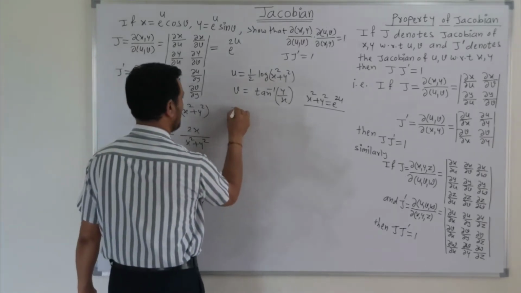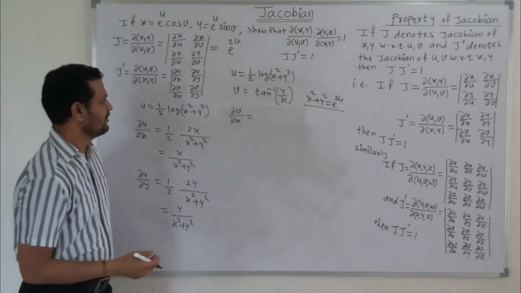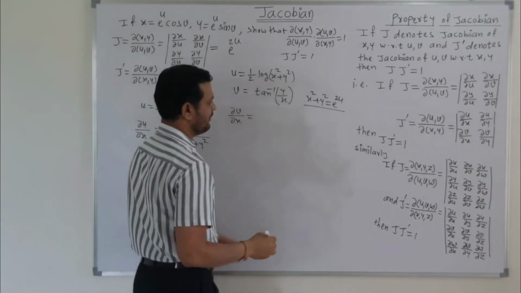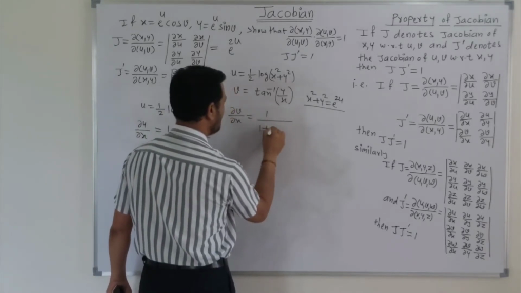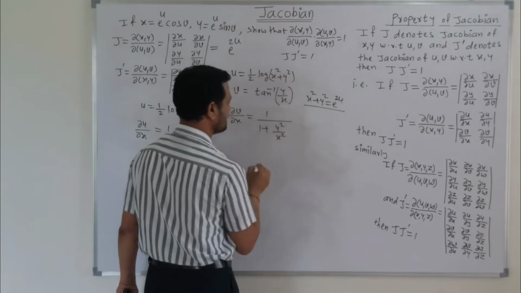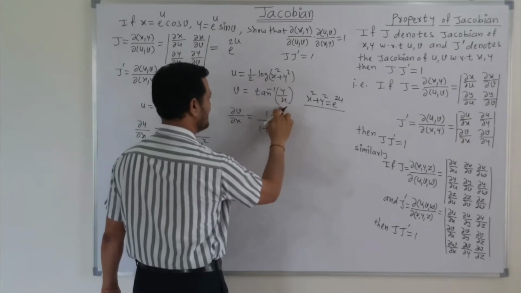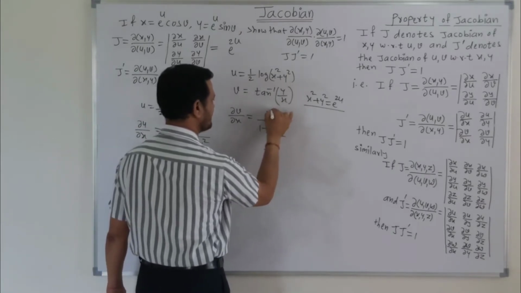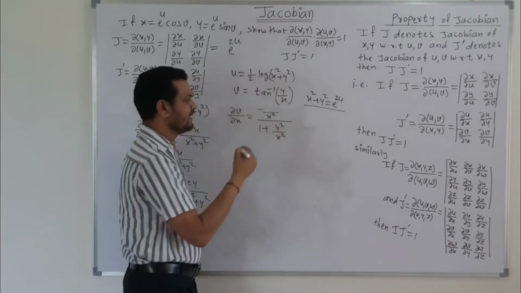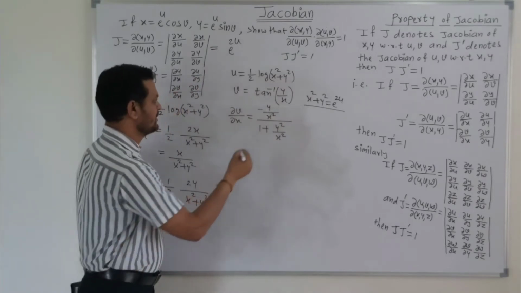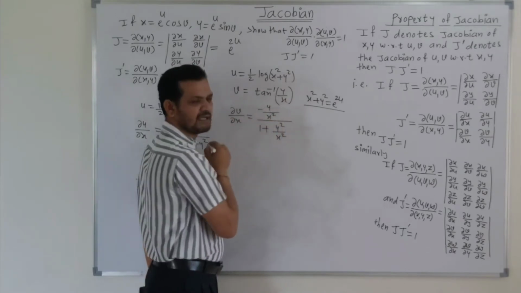Similarly, find out the partial derivative of v with respect to x. So when we find the partial derivative of v with respect to x, then we know the formula for tan inverse. So this formula is 1 upon 1 plus y square upon x square. But this is other than x. So derivative of 1 upon x is minus 1 upon x square. And this y is constant because we are taking partial derivative with respect to x. Derivative of 1 upon x is minus 1 upon x square.